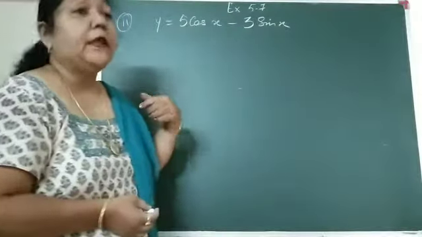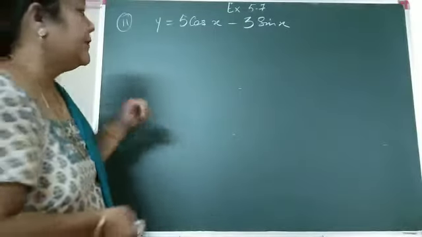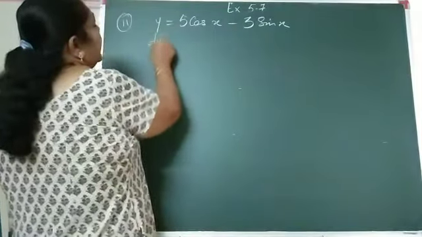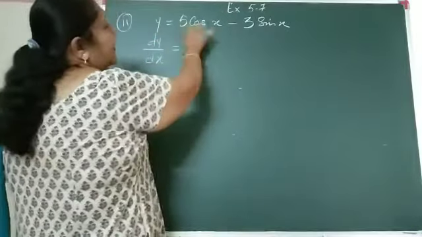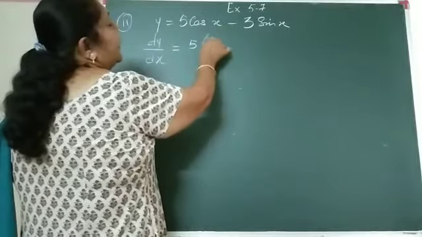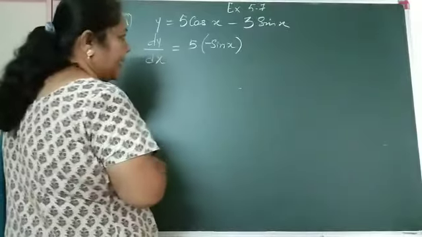This is the question. Now, if this is the question and I want to differentiate it, first differentiation, let me see, it has dy by dx, and 5 is a constant. I am going to differentiate cos. The answer of differentiation of cos is going to be minus sin x.